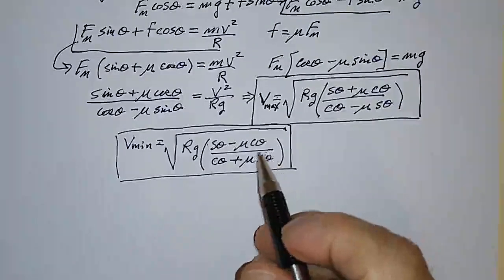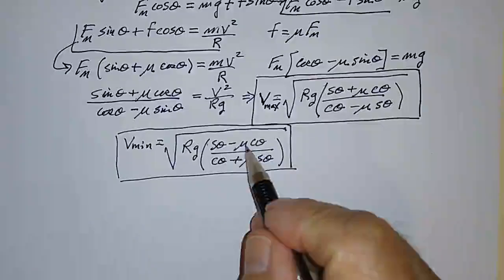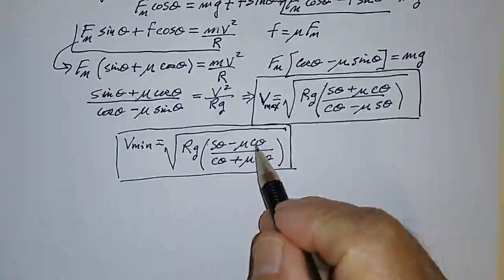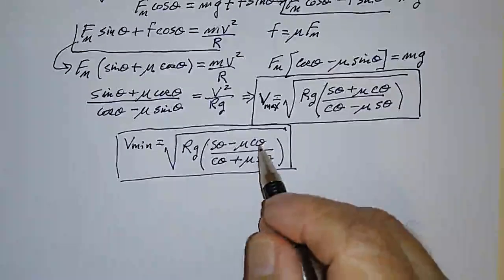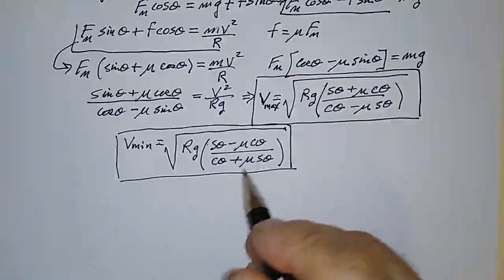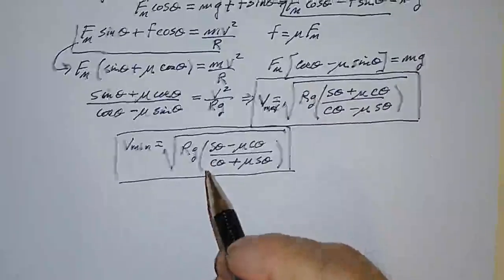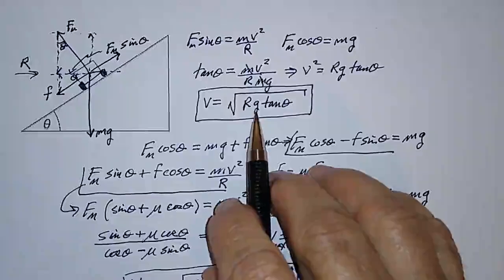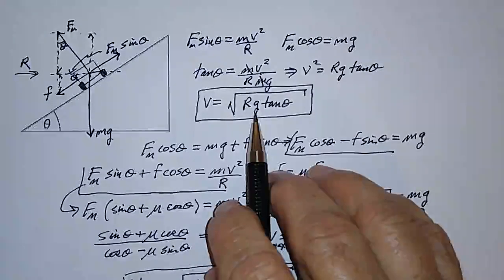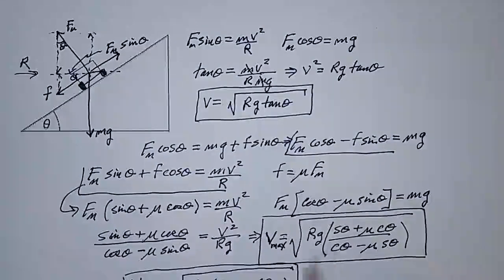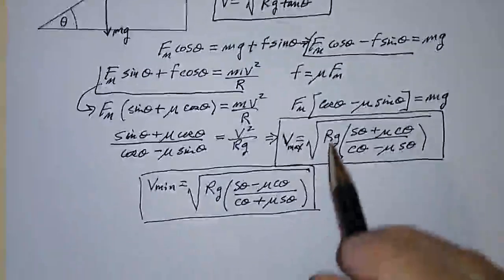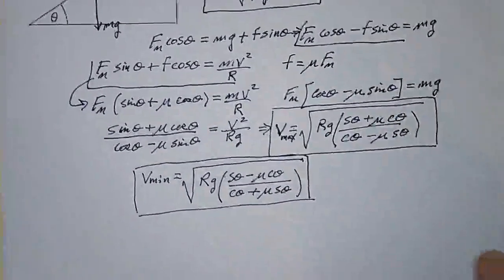Notice first of all that if mu is 0, i.e. the frictionless case, this term goes to 0, that term goes to 0, sine over cosine is tangent, and we're right back to the original no friction case up here. So that gives us a lot of confidence that these equations down here are correct.